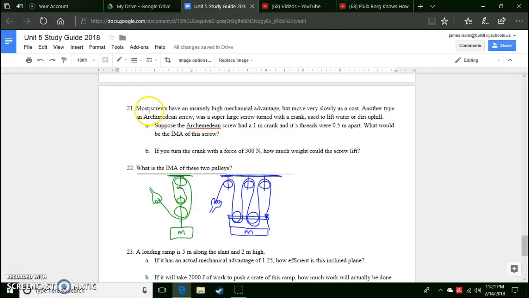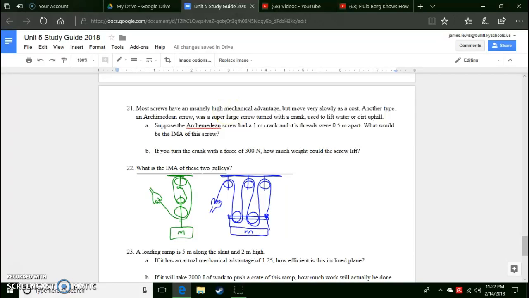21. Now we're looking at a screw. Screws usually have insanely high mechanical advantage. That's how screws function, mostly because they're very inefficient, so they need that high mechanical advantage before they can actually do anything useful. But they move very slowly. That's the trade-off for the mechanical advantage.